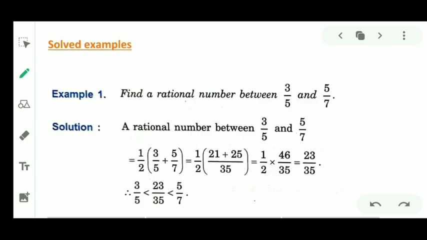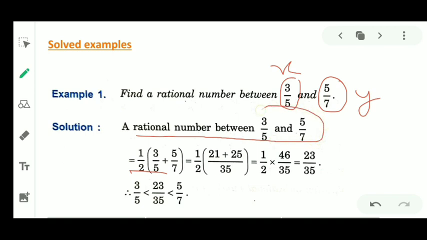Now look at example 1. Find a rational number between 3/5 and 5/7. If you consider 3/5 as x and 5/7 as y, the rational number between these two numbers will be 1/2 × (x + y). So the rational number between 3/5 and 5/7 equals 1/2 × (x + y), that is 3/5 + 5/7.